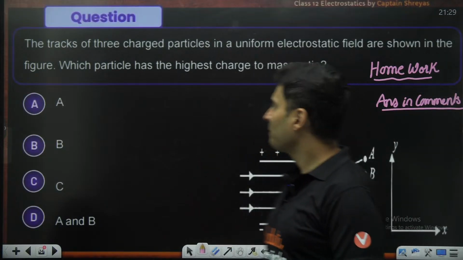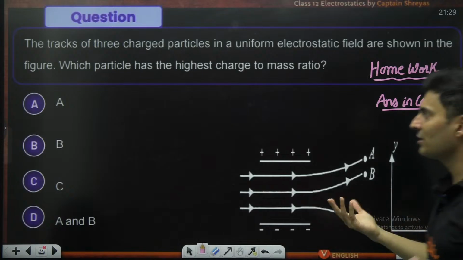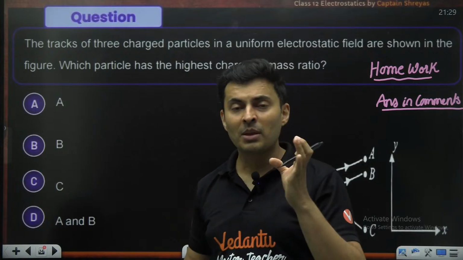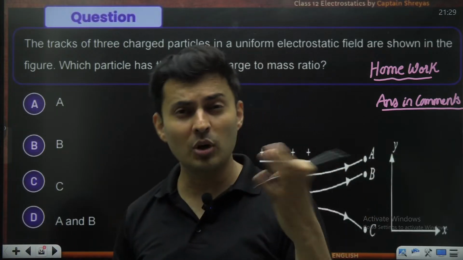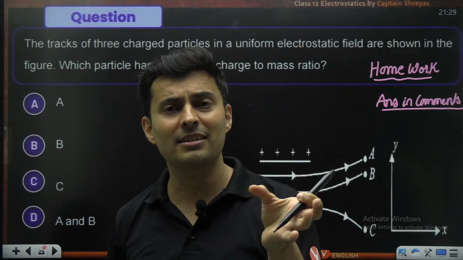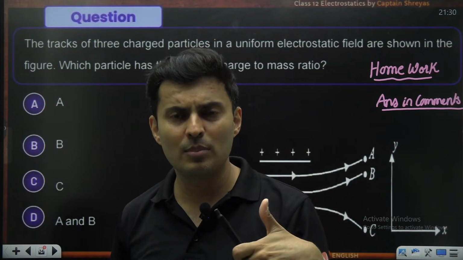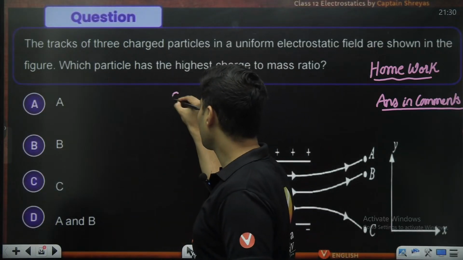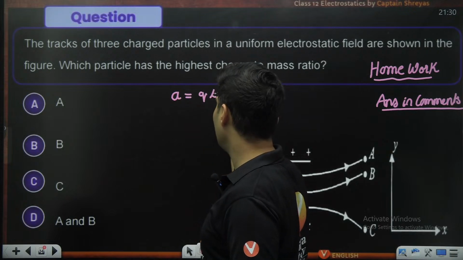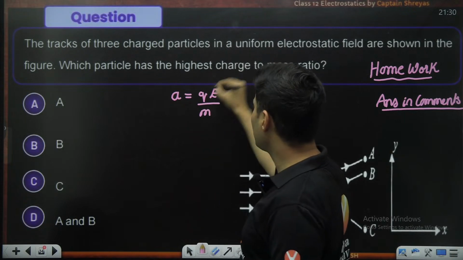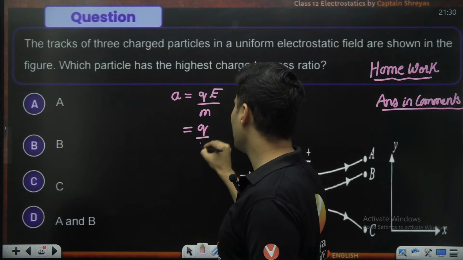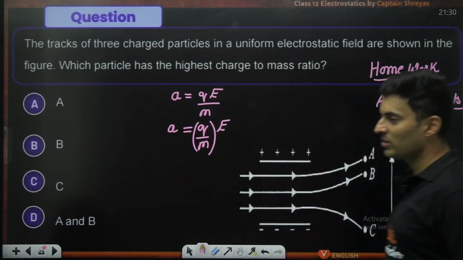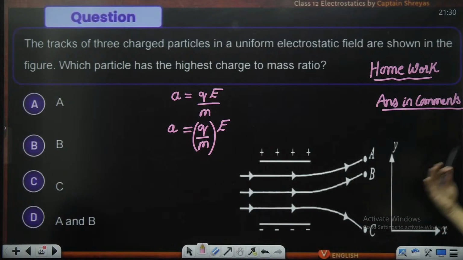So I'll give a hint. Basically, which particle has the highest charge to mass ratio? Forget about the charge to mass ratio. Remember the concept which I told you: if there is a field, there will be a force, and because of the force, there will be acceleration, and because of that acceleration, the particle will be pushed in some way. So what is the formula for acceleration? Just try to think about it. Acceleration was charge into the field divided by mass. Can you see Q by M over here? Q by M into E. That's it. Immediately you will be able to see how we can judge which particle has the higher charge to mass ratio.